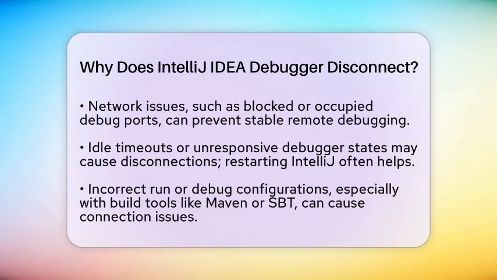Network issues also play a role. When debugging remotely, the debug port must be accessible and free of conflicts. If another process is using the same port or a firewall blocks the connection, the debugger can disconnect unexpectedly. Always verify that the debug port is open and not used by other applications.